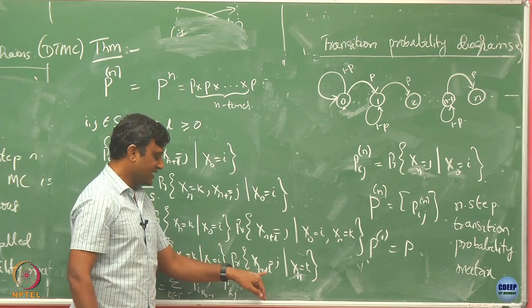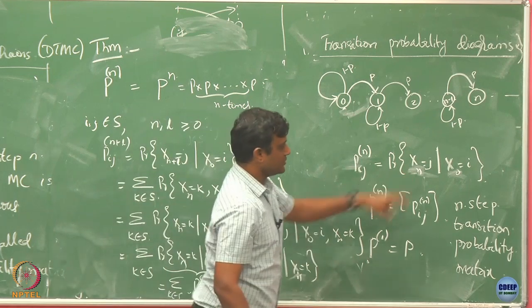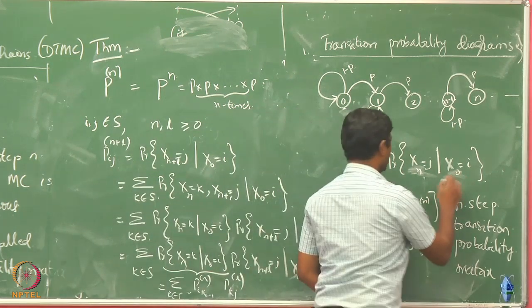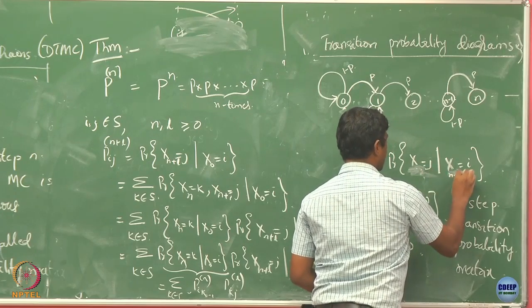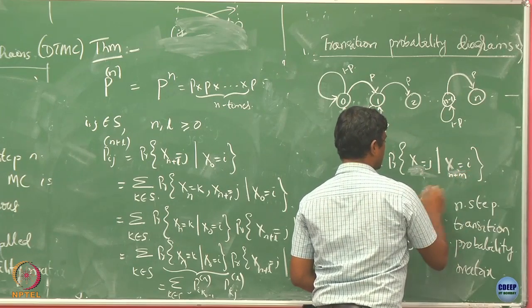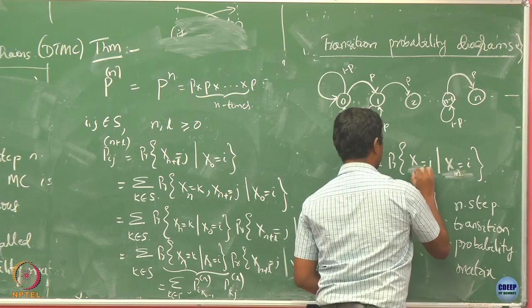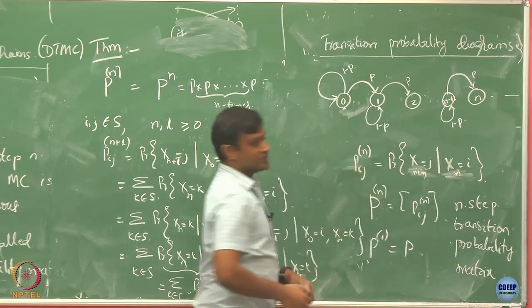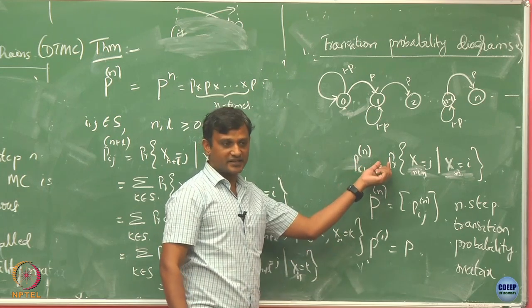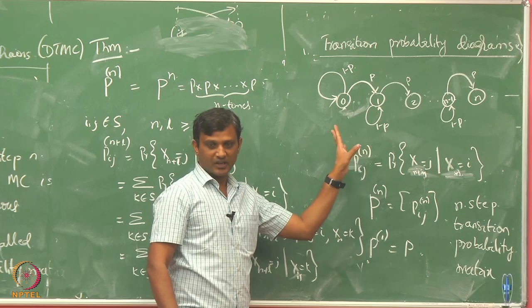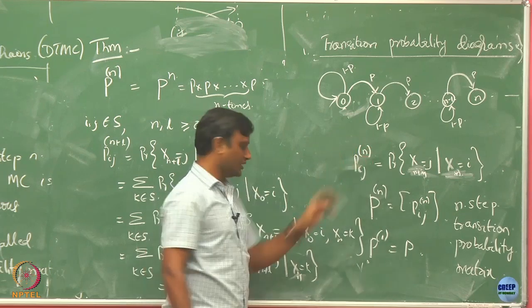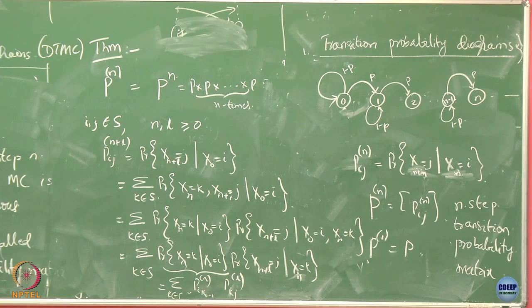So what we are saying is, in this definition, if I start from n plus m instead and go to n plus m plus l, this can still be the same. What matters is the number of jumps. So we have to argue a bit, using our time homogeneity property, that this is also true. Okay, now what are we doing?